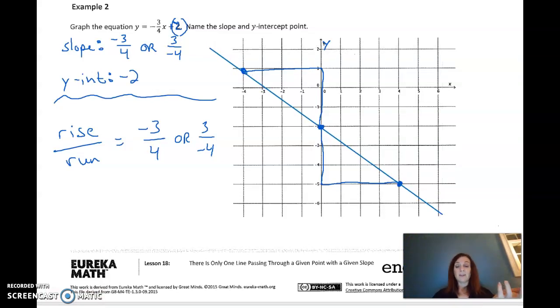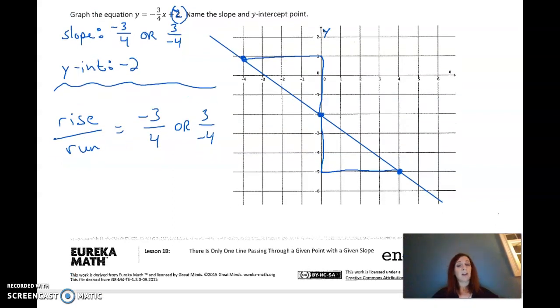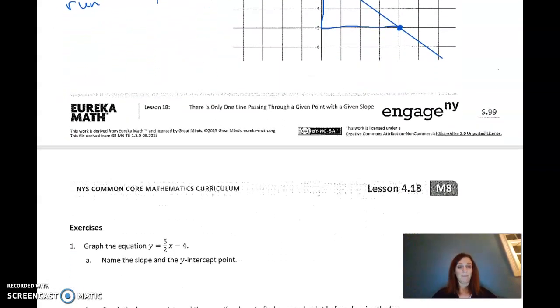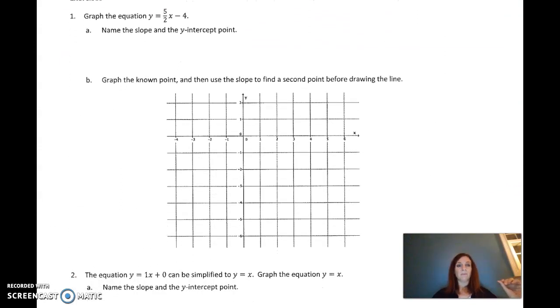Okay, so that's why it doesn't matter each way. They're all going to be on the same line. This is going to come in super handy, guys, when you have to do a lot of graphing later, when we get to systems and then in algebra. So let's just look at a few more examples.